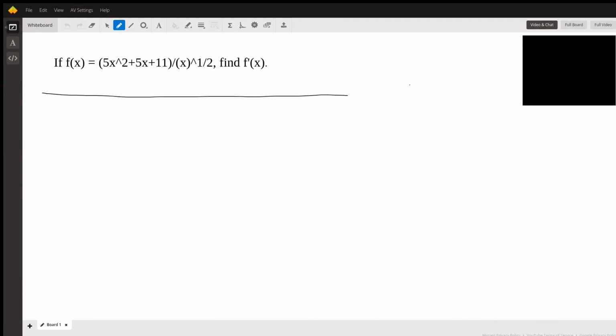This student is taking calculus, and they are being asked to apply the quotient rule. And I'm going to start by writing out the quotient rule.